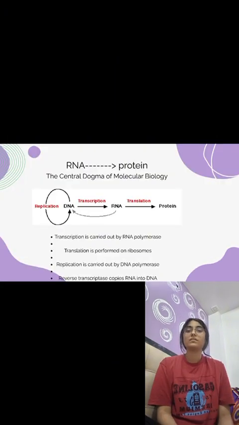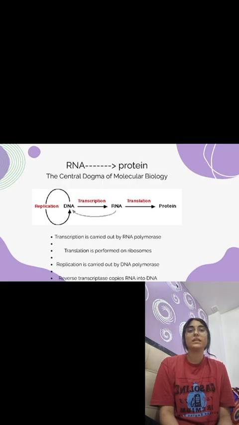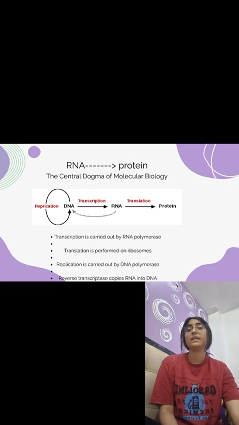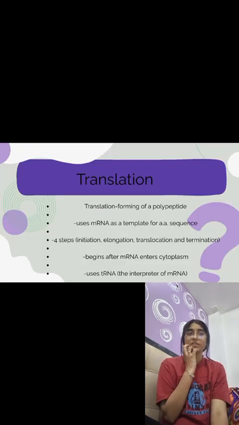Now, as we know, protein is formed from RNA. DNA replicates itself to form another DNA. When RNA is formed from DNA, this is called transcription, and when RNA forms protein, that is called translation. Transcription is carried out by RNA polymerase. Translation is the process on ribosomes. Replication is carried out by the DNA polymerase.